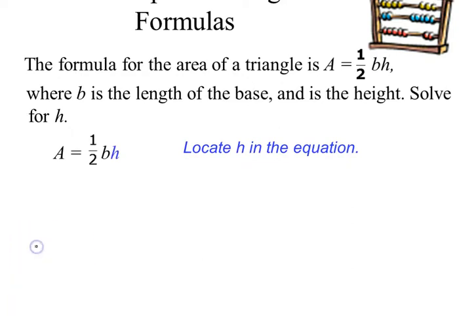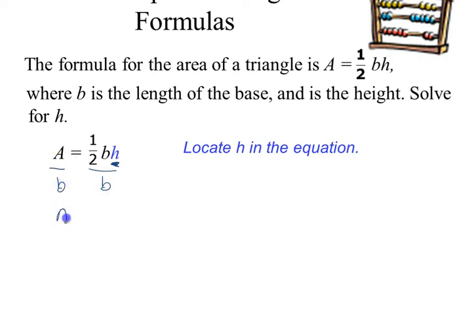Formula. So what we want to do is, again, make sure you underline your h because they want us to solve for h. So we want to isolate the h, see what operation is being done on h, and then do the opposite. Here we see that h is being multiplied by half of b. So we could get rid of the b first. We're going to divide by b on both sides.